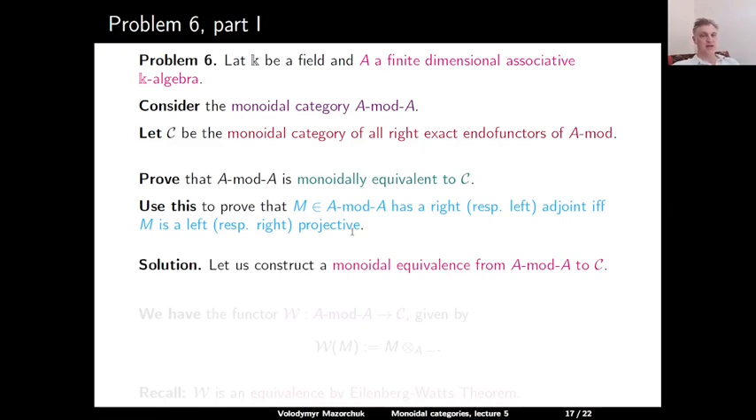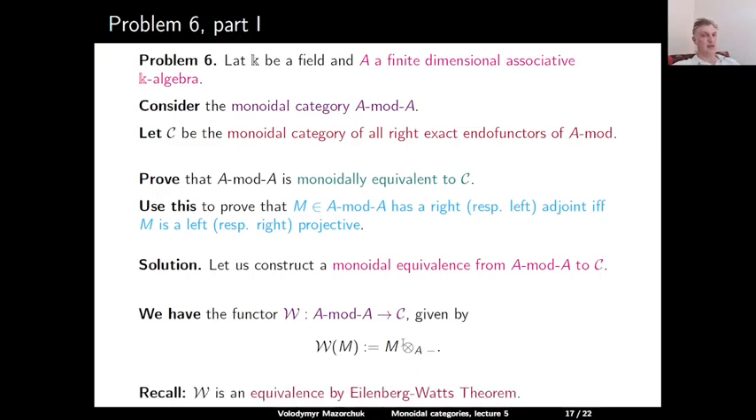Solution. So let us first construct a monoidal equivalence from AA bimodules to C. So we have the natural functor W from AA bimodules to C, which takes a bimodule M and sends it to an endofunctor of A mod given by left tensoring with M. And by the Eilenberg-Watts theorem, this functor is an equivalence of categories. So the category of right exact endofunctors of A mod is equivalent to the category of all AA bimodules via this functor.